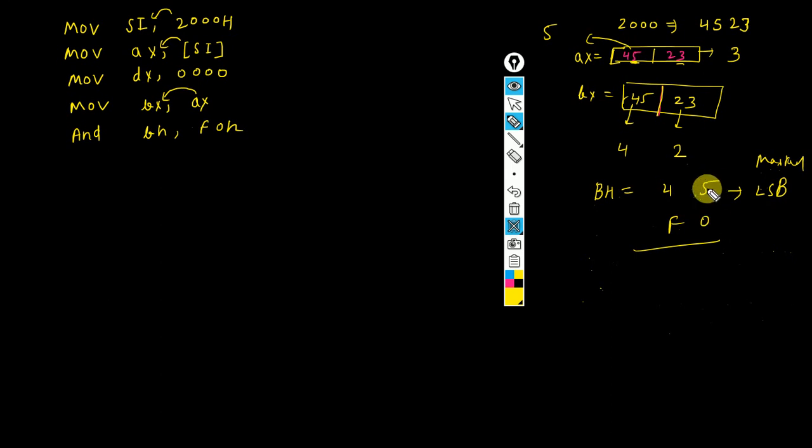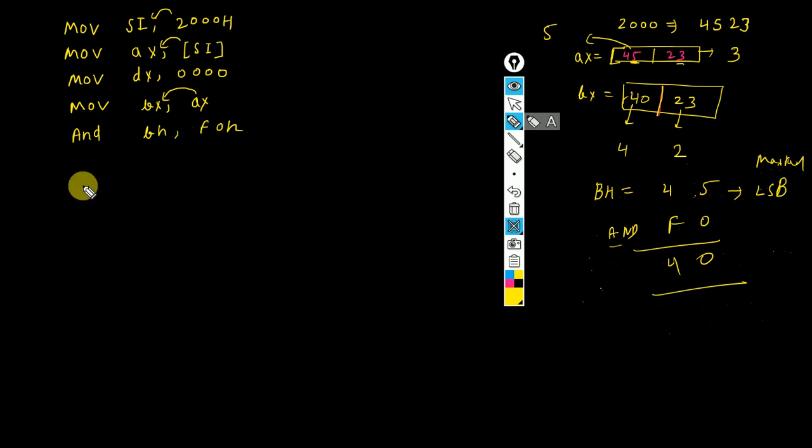And take an AND operation. So in the AND operation we get 40 here. So when we execute this instruction, the value of the BH register is 40 after the execution of this instruction. Okay, move to the next instruction.